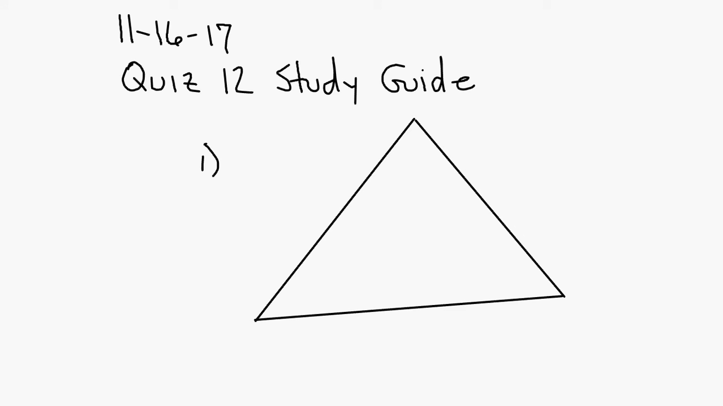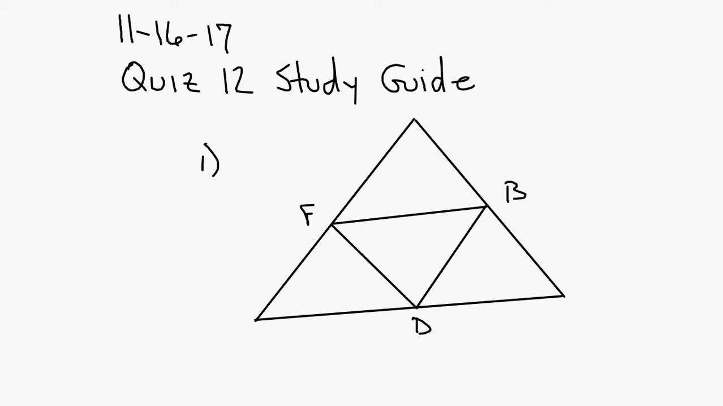All right, number 1. Points B, D, and F are midpoints. If B, D, and F are midpoints, that means they split the side of a triangle in half. So in this picture, you've got something that looks like this. B, D, and F, those are midpoints.